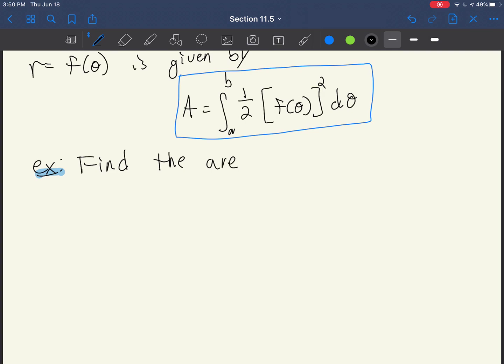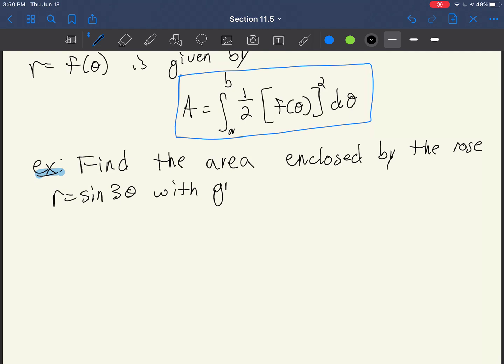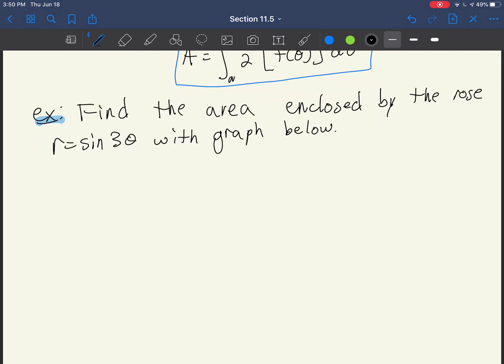So let's do an example of this. Find the area enclosed by the rose r equals sine of 3 theta with graph below.